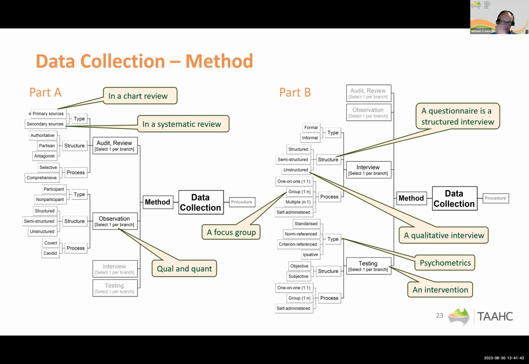So that is observing what's happening. Going over onto the right-hand side, you can do interviews, which covers an awful lot. So, for example, a questionnaire is a highly structured interview, basically. That's what it's considered. Whereas a qualitative interview would be an unstructured or semi-structured interview.